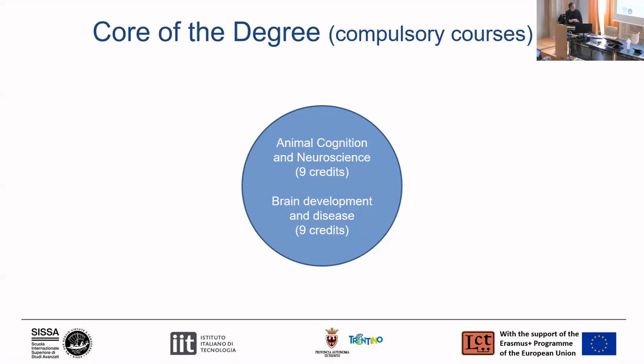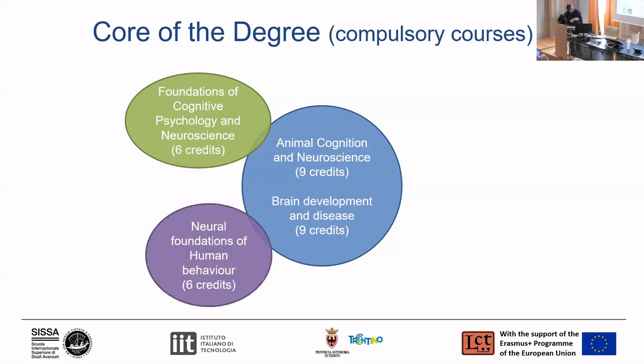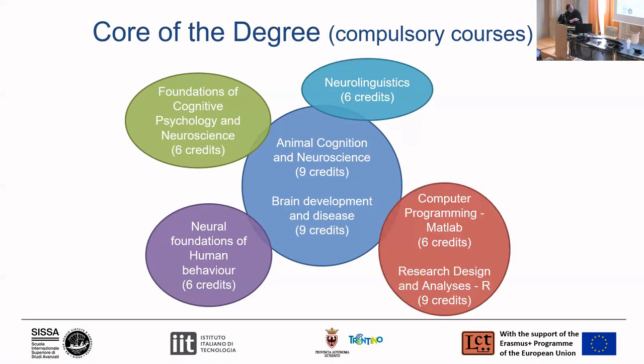This was mostly taught by Yuri in the past. Now he's gone, I don't know if he's still completely here. Then we have additional courses surrounding it: foundations of cognitive psychology, neuroscience, neural foundations of human behavior, neurolinguistics, which is what I'm doing this year, and computer programming methods. We have to consider that this track is still within psychology, so we have to fulfill some obligations, but it's not limited to psychologists.